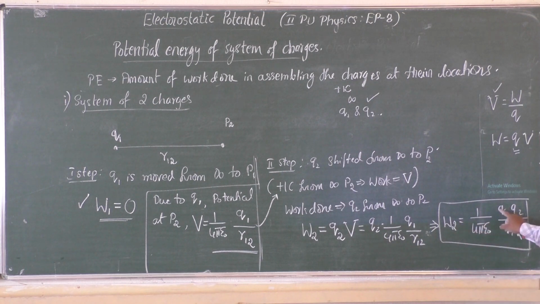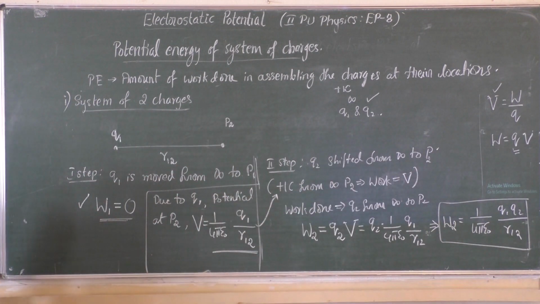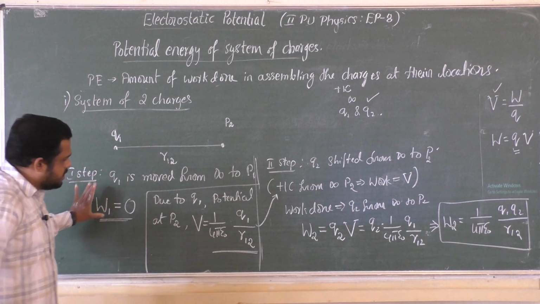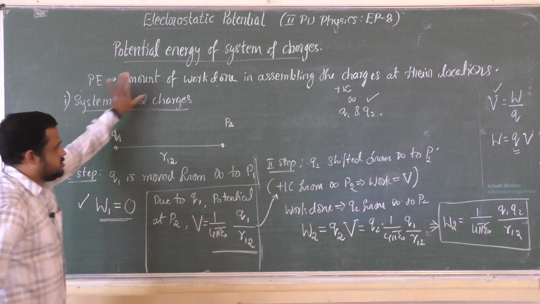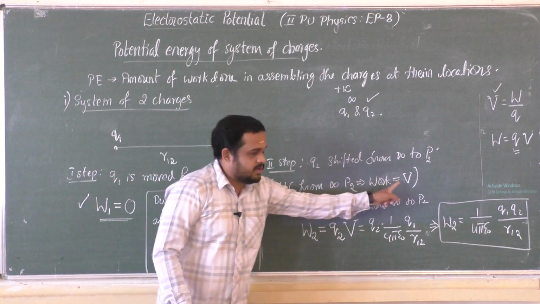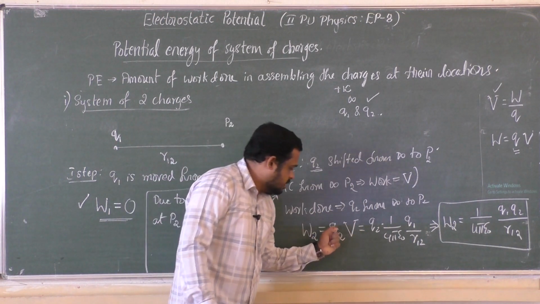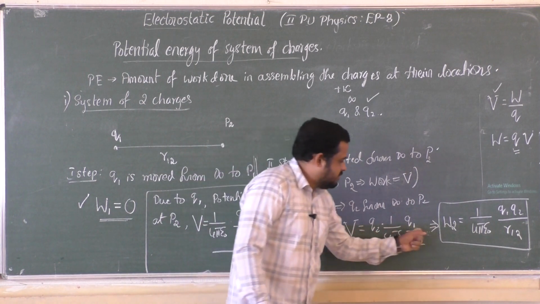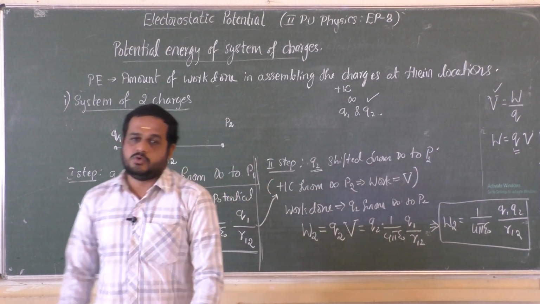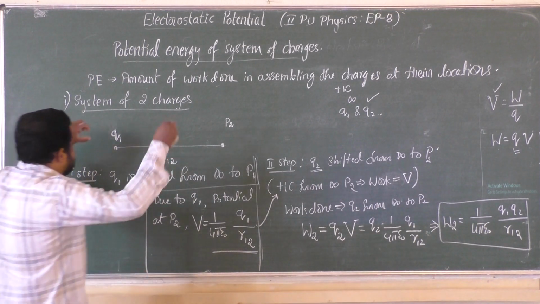Now we have two equations. W2 is equal to 1 by 4 pi epsilon naught Q1 Q2 divided by R12, and W1 is equal to 0. Work done in shifting the first charge from infinity to point P1, W1, is equal to 0. The first charge after reaching point P1 produces an electric field, due to that a potential is produced at this point. Potential is nothing but work done per unit charge. Therefore, work done in shifting Q2 from infinity to point P2 is equal to charge into potential. So W2 is equal to 1 by 4 pi epsilon naught Q1 Q2 divided by R12.